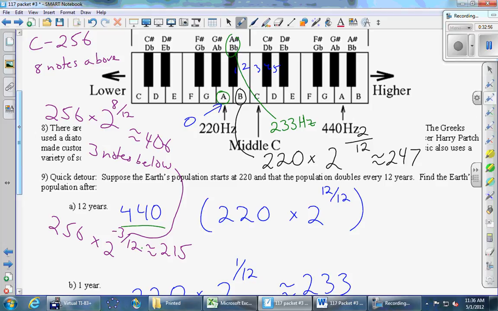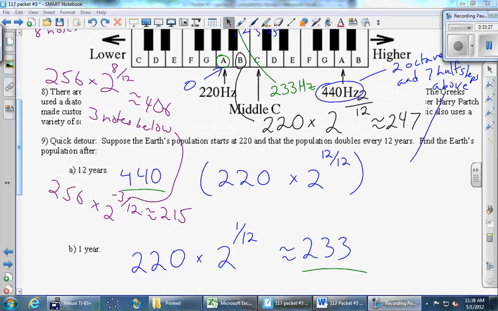Okay, what if I said this? How about I start at this note, and I want you to go 2 octaves and 7 half steps above. From 440, that's your starting frequency. I want to go 2 full octaves and 7 half steps above. See if you can talk to your neighbors and get me that frequency.